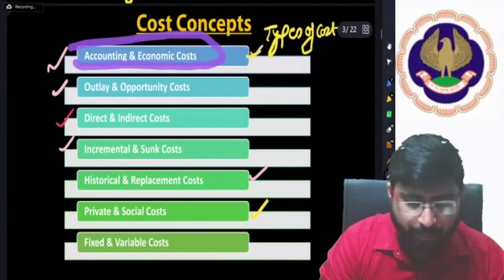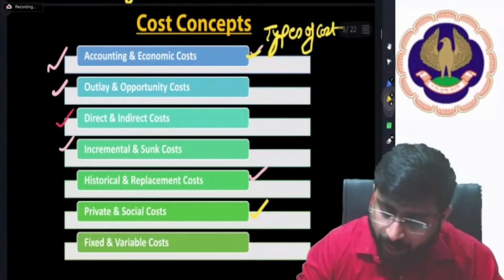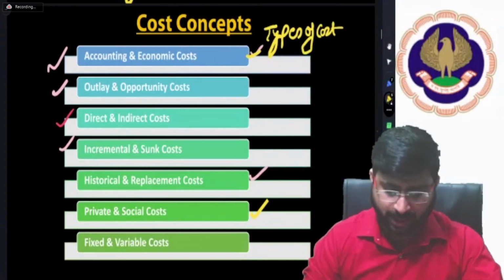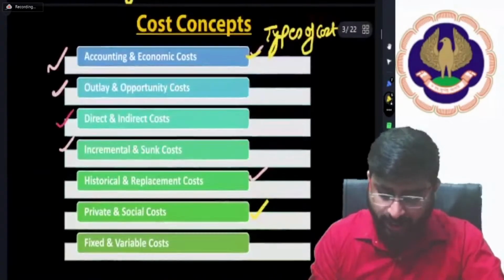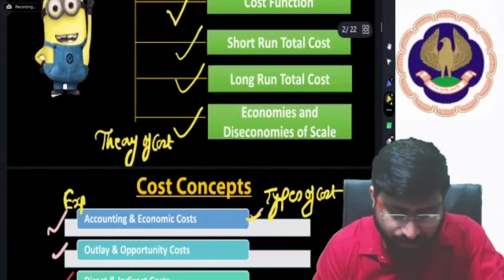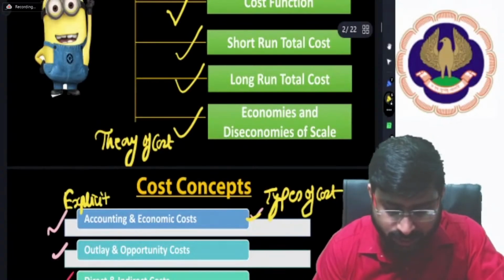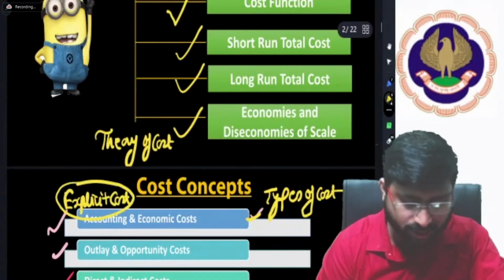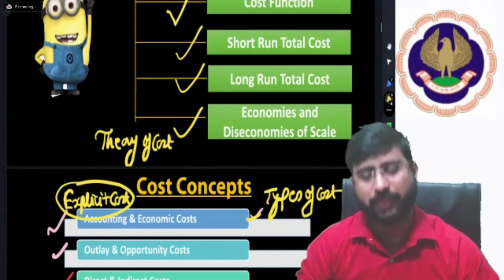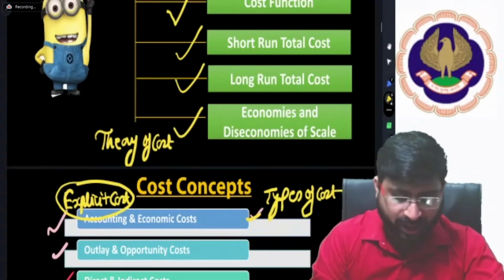accounting and economic cost. Even before accounting and economic cost, try to pay attention. I am explaining you something called explicit cost. Pay attention everyone. Explicit cost and implicit cost. First, try to understand this.